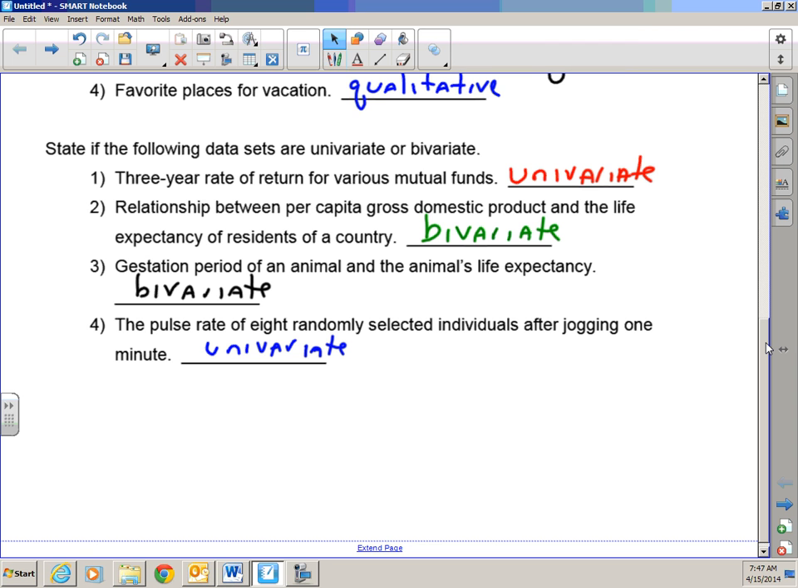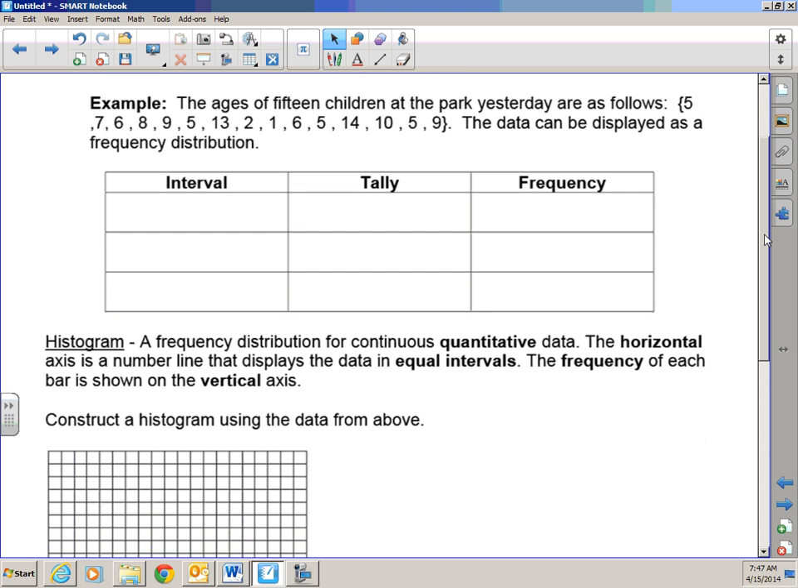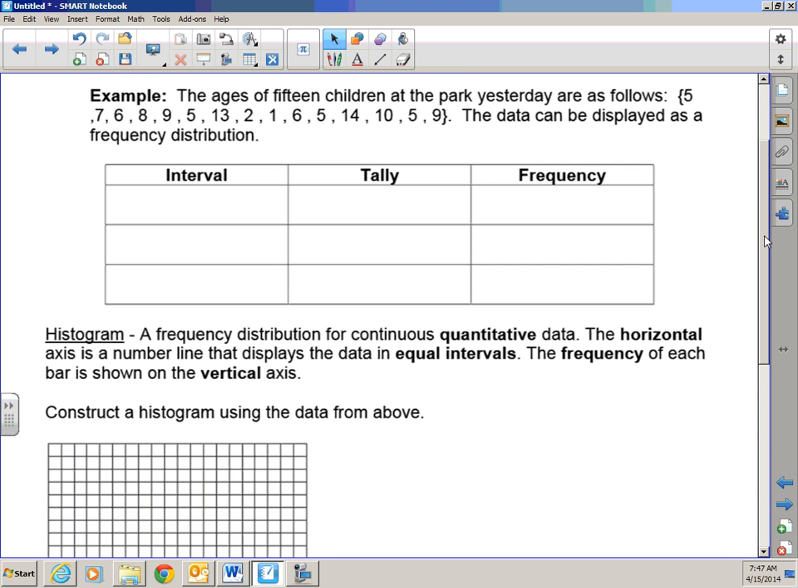Okay. Now, what we want to talk about next is the creation of what's called a histogram. And you've done this before. Something that is quite often asked on the Regents, they like to see if you can either understand the data given to you in a histogram or if you can prepare one yourself. So there are certain things that we have to remember to do, otherwise we lose credit.